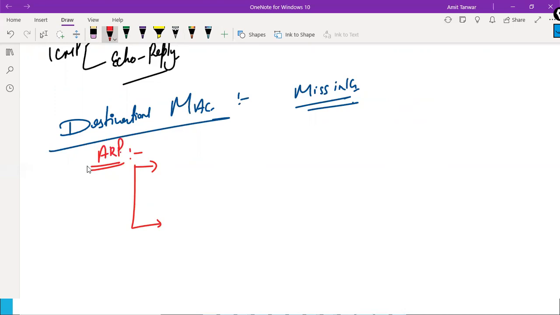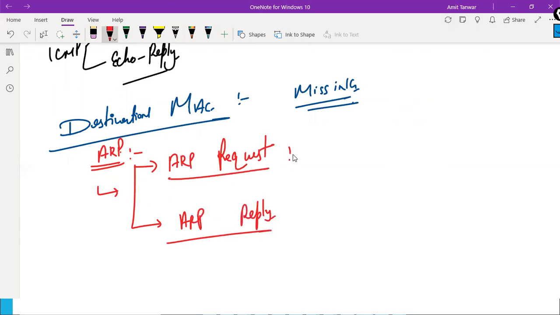ARP is further divided into two parts: one is the ARP request, and the second is the ARP reply. ARP request and ARP reply. The request is always broadcast, and the reply will always be unicast.